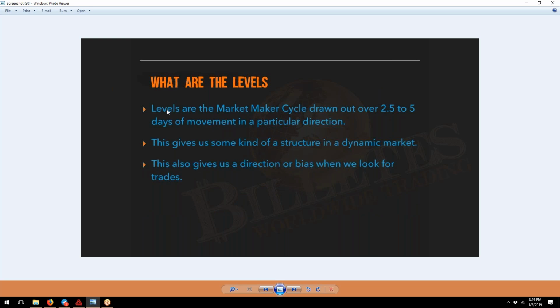I just finished telling you that the market is based on a 2.5 to 5 day cycle. Technically it's 3, but sometimes you'll see an extra day or two of the market moving in the same direction. So the levels are drawn out over 2.5 to 5 days of movement in one particular direction. Identifying the levels is going to give us some structure of what we are looking for. What's the next possible move? Okay.